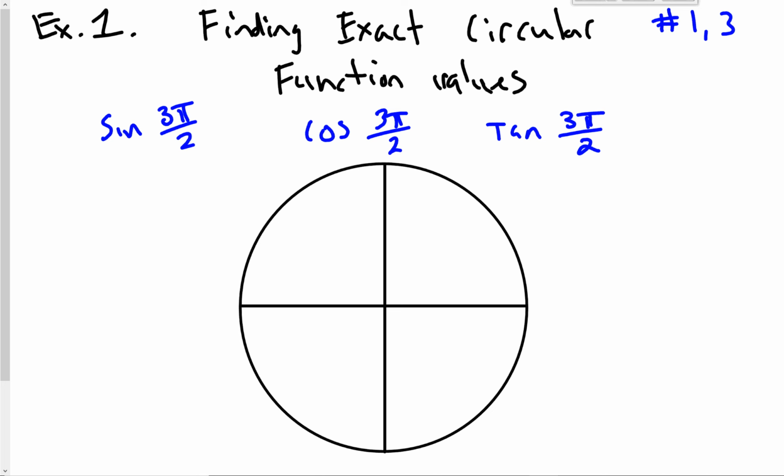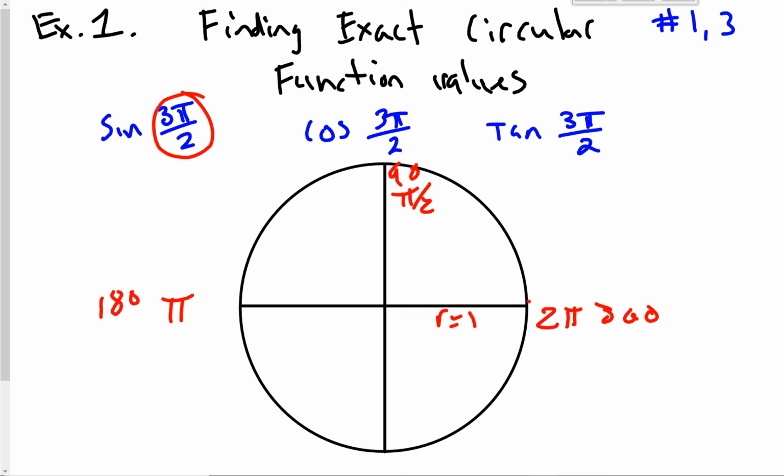So if I want to find sine of 3 pi halves, I have to think about this: 2 pi is all the way around, 360. And this is 1 pi, because it's half of that, which is 180. Up here at 90 degrees, that's a half a pi. On a unit circle, the radius equals 1.